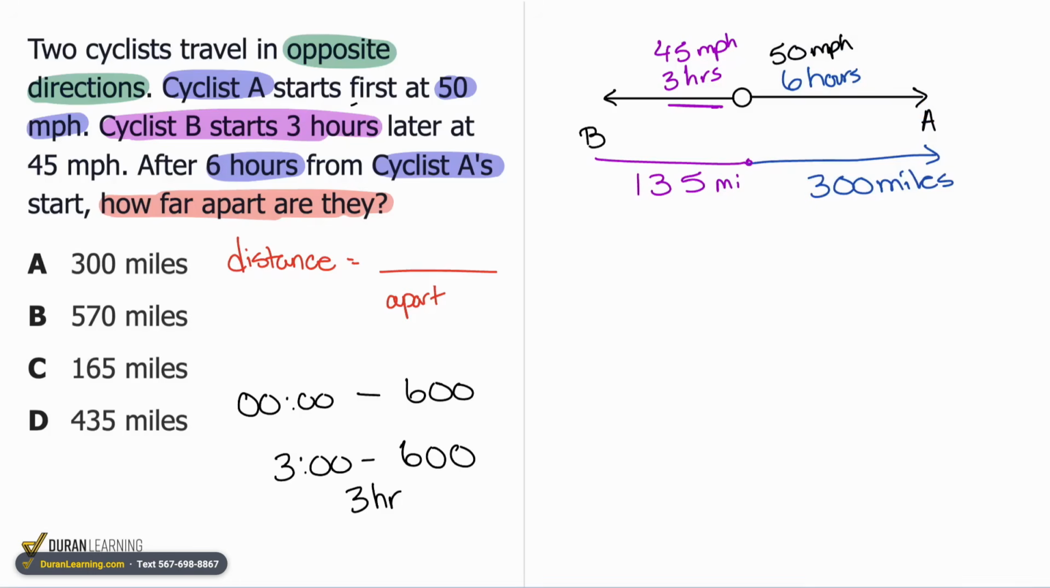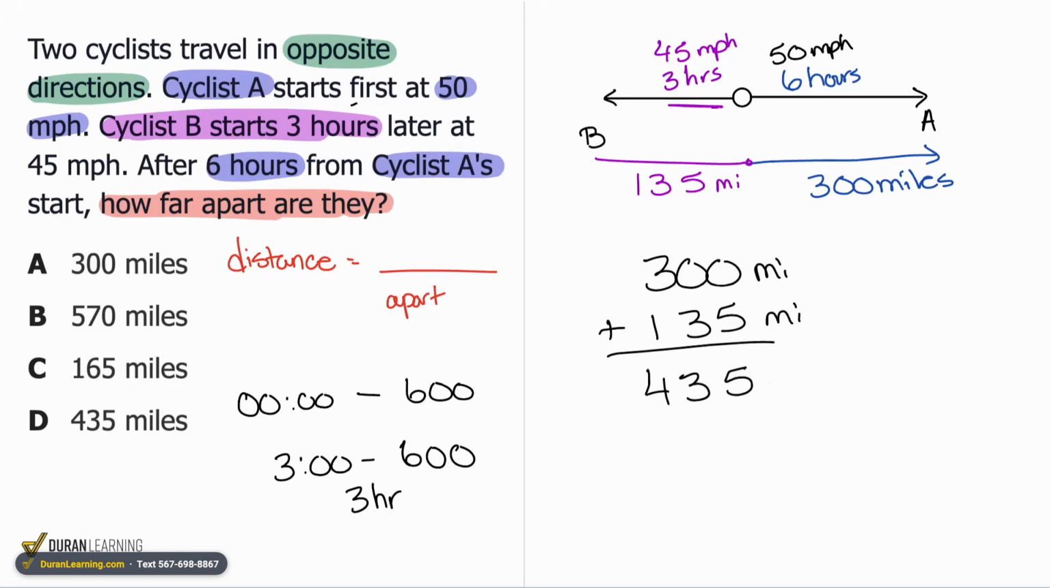All we have to do now is add these distances together. 300 miles plus 135 miles gives us a total distance of 435 miles. And there we go, everybody. That's what makes the correct answer here. Answer choice D, 435 miles.